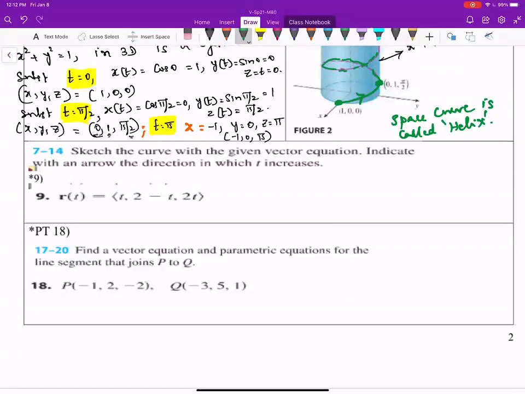Sketch the curve, problem number 9. Sketch the curve with the given vector equation. Indicate with an arrow the direction in which t increases. Problem number 9: r of t has components t squared minus t, comma 2t.